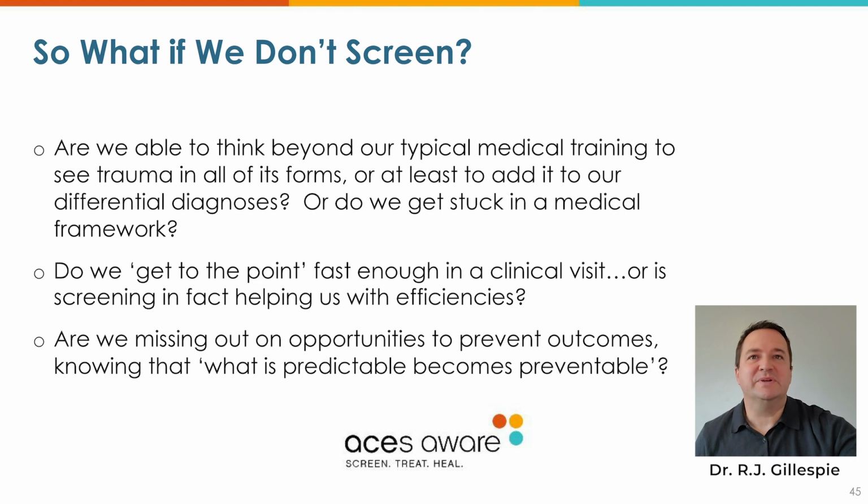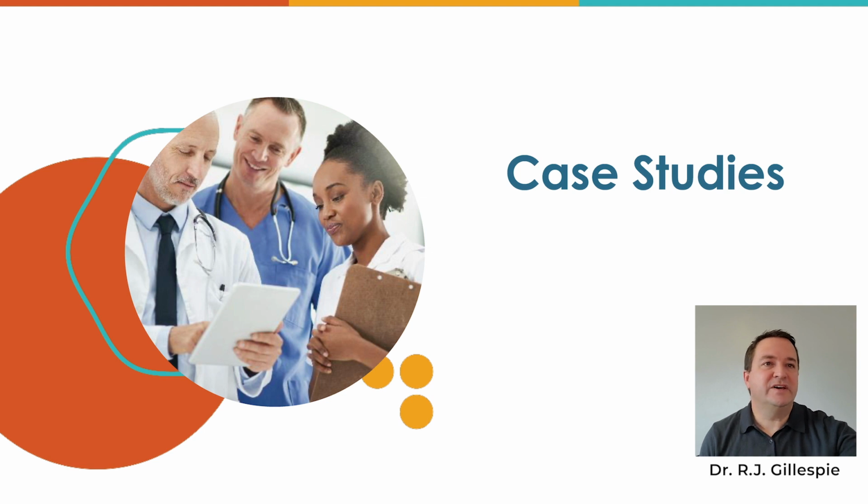So if we're not screening, what happens? First of all, we're often stuck in a medical framework, so we're locked into our traditional way of thinking. Screening might allow us to think beyond our typical medical training to see trauma in all of its forms, or at least to add it to our differential diagnosis. That said, if we're not doing screening, do we get to the point fast enough in a clinical visit? Or is screening, in fact, helping us with some efficiencies throughout the course of our medical visits? And even further, if we're not screening, are we missing out on opportunities to prevent some of the outcomes attributed to ACEs, knowing that what's predictable becomes preventable? I'm going to talk through a couple of cases from our clinic, of patients that we've come across, where I think screening versus not screening helps to illustrate how things could have been different or could have been better.